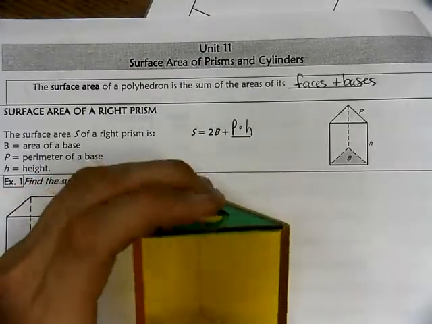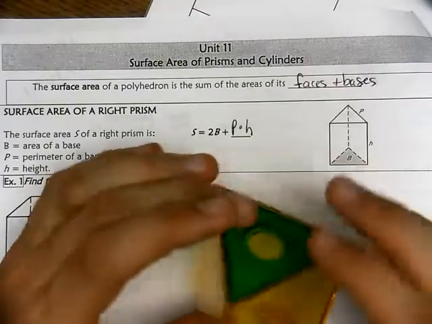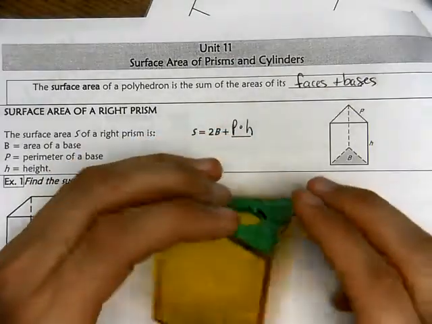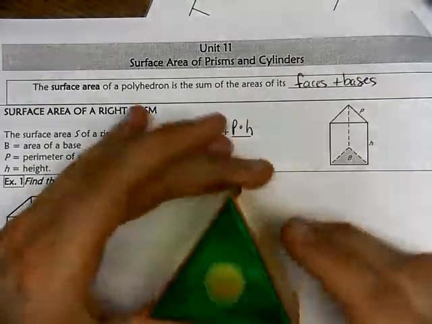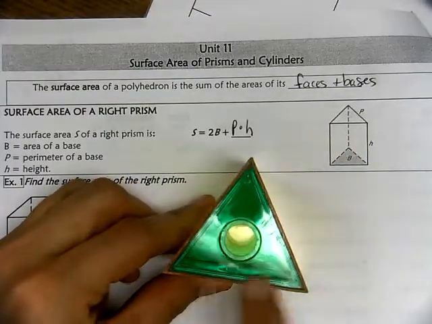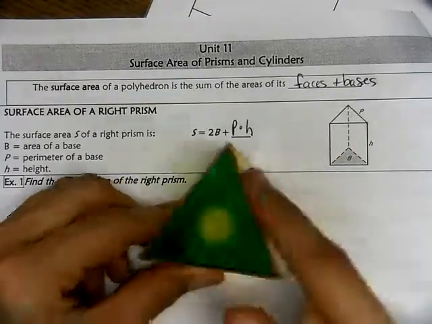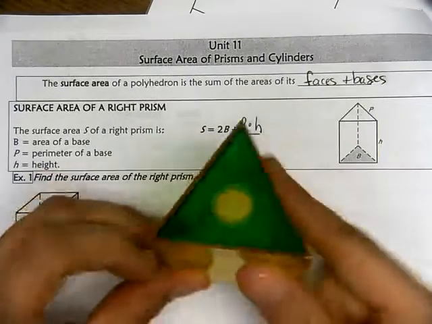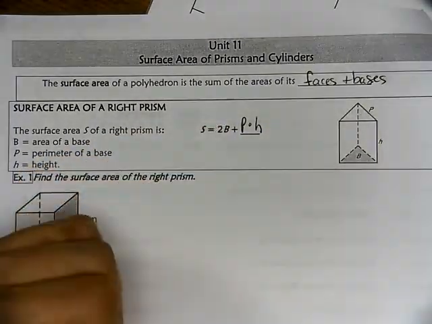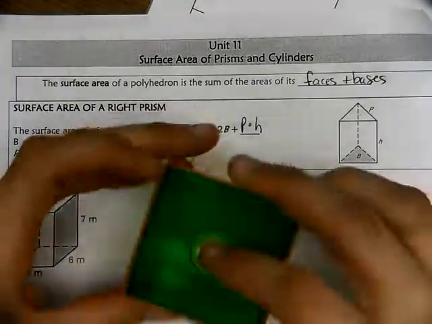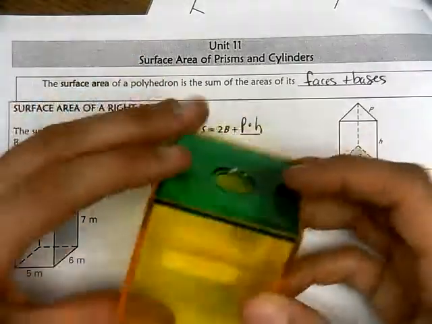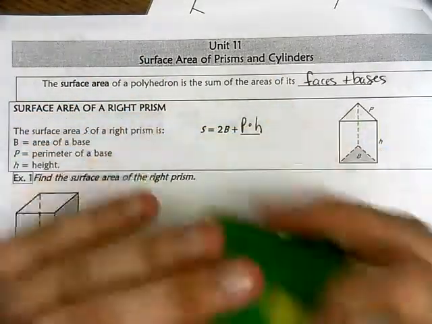Some people say you could just find the area of all 5 or 6 sides and add it together. That just takes a long time. So if I find the perimeter of this triangle and multiply it by the height, that gives me the sides. In a rectangular prism, it's even easier because this is a cube. In a cube, it really doesn't matter. We'll get to a cube later.